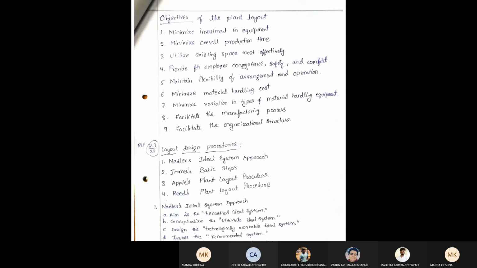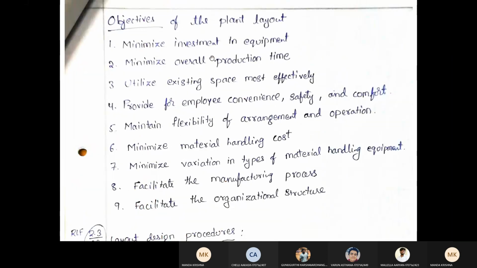Objectives we have seen earlier, but we will see them once again. What are the main objectives of making a plant layout: minimize investment in equipment, minimize overall production time. What investment we are making for the machinery or the equipment, we have to reduce that. Next is overall production time we have to reduce. We can go for the straight line flow so that the distance will be reduced.